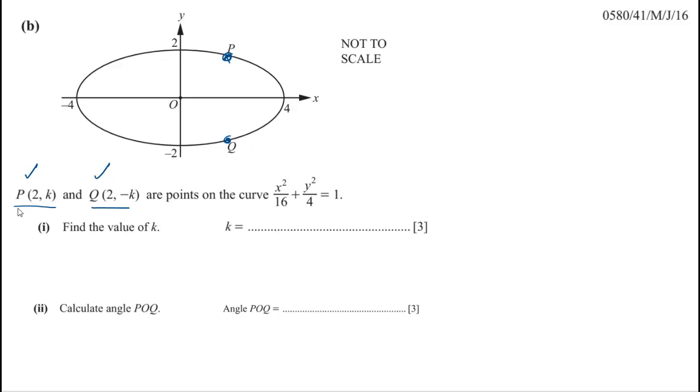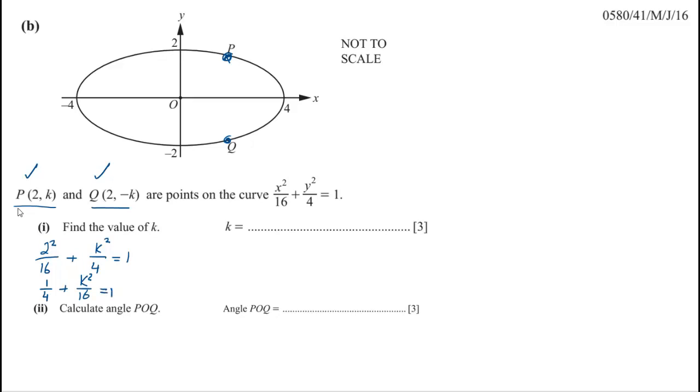So let me put these one by one. Let me put this first, P. So x is 2 and y is k. So 2 squared over 16, plus k squared over 4 is equal to 1. So it means it is 4, and 4 over 16 is 1 by 4. You can check it from the calculator, and plus k squared over 4 is equal to 1.